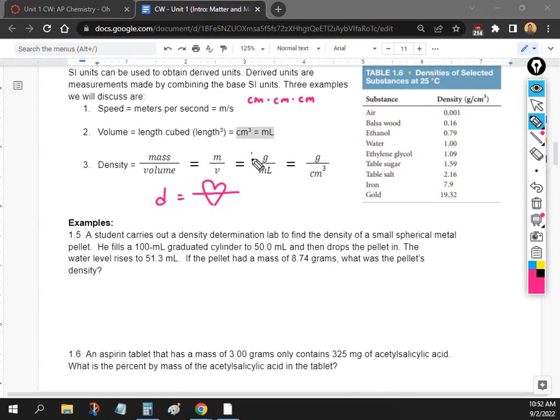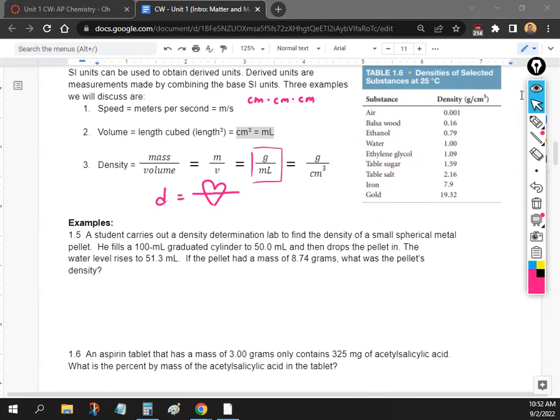Okay. Usually it's expressed in grams per milliliter or grams per centimeter cubed. Same thing. Okay, so we're going to do 1.5 together, and then I will have you guys try 1.6 on your own. But let's take a look at 1.5.